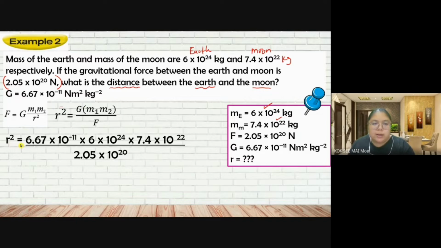So I need to put in all the info. R square, this one is G, this one is M for the Earth, this one is M for the Moon, then this one is F, the gravitational force. So what I find should be the R square. But finally, I don't want R square, I just want the R. So you need to square root the answer.